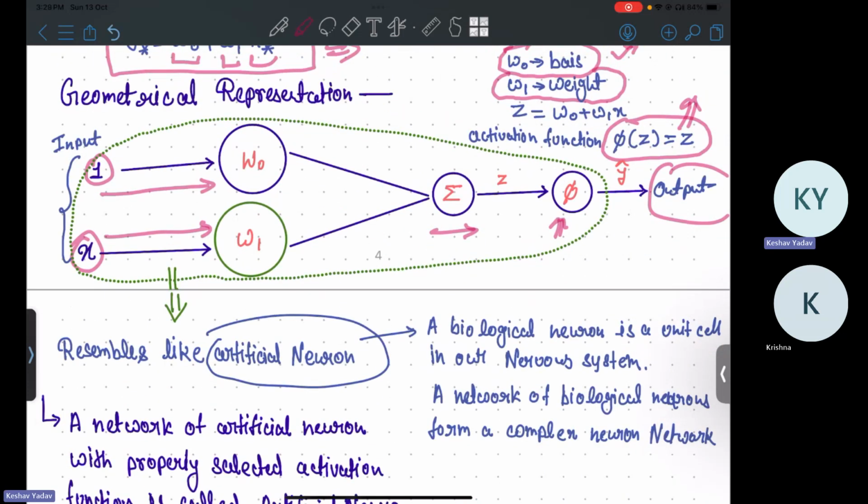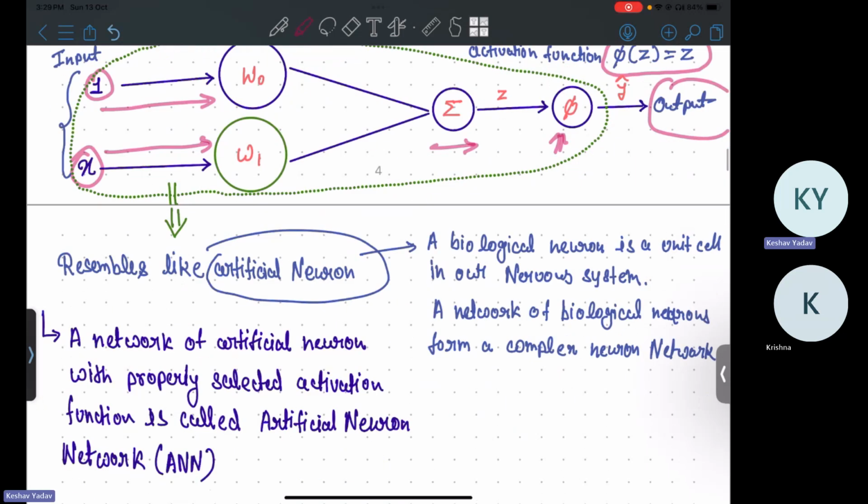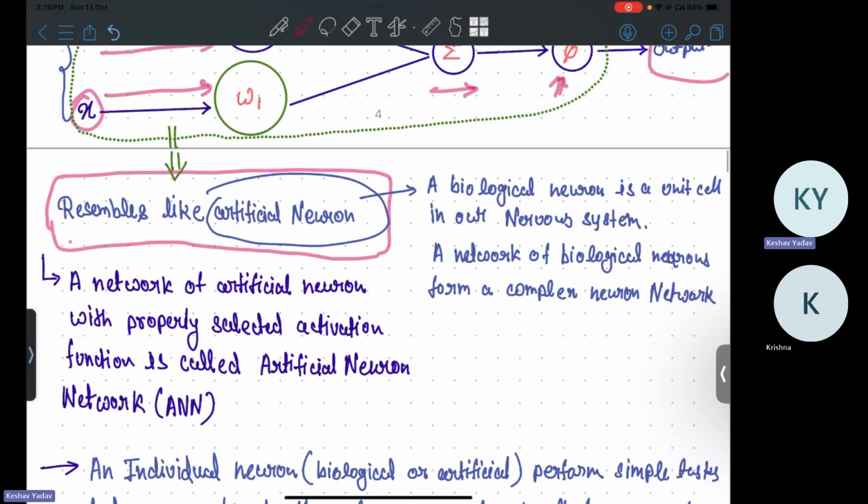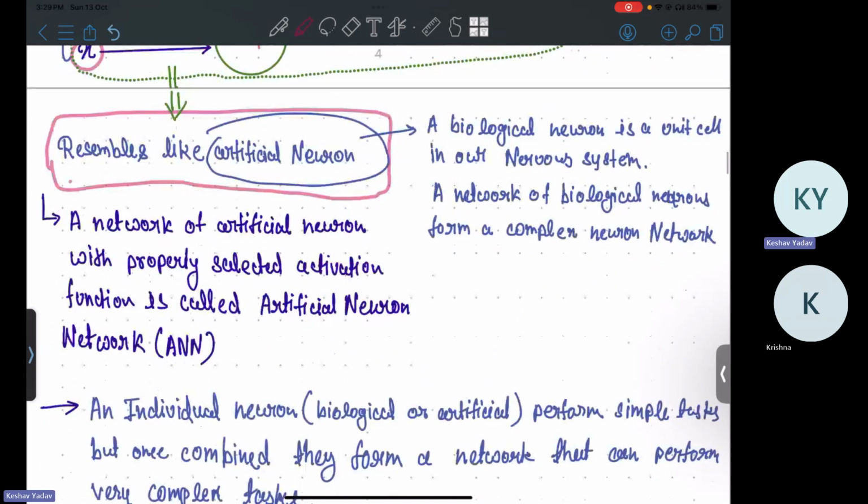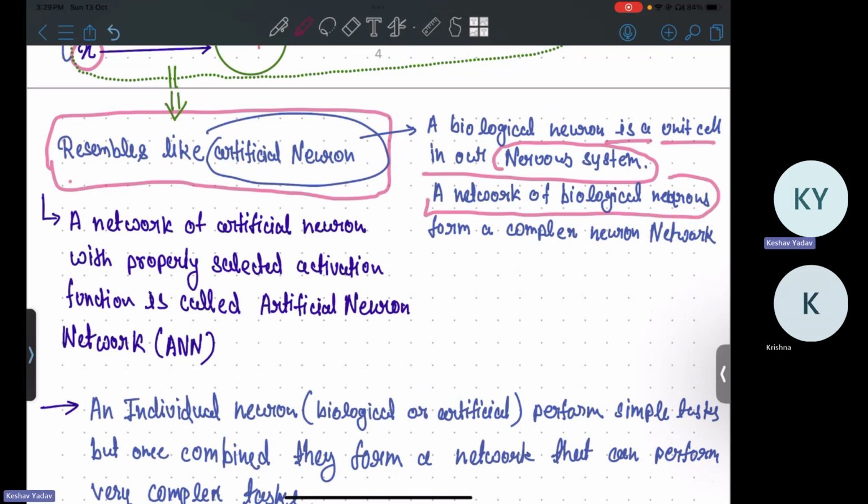So if you see this, the green dotted area resembles an artificial neuron, like a neuron we have in our body. So what is a neuron? A biological neuron is a unit cell in our nervous system that is used to transmit signals from one point to another in our body. The network of biological neurons forms a complex neural network called the nervous system.